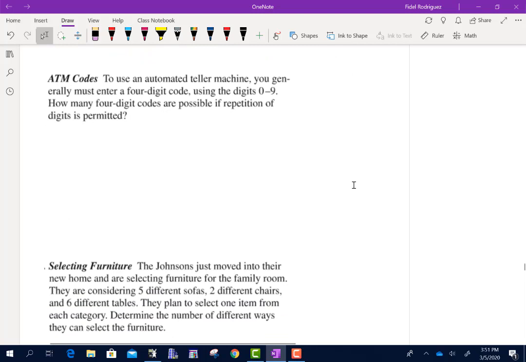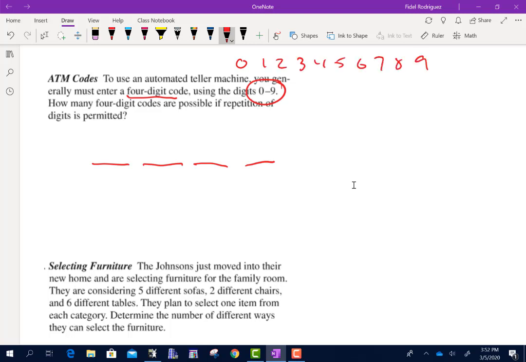All right, it says ATM codes. To use an automatic teller machine, you generally must enter a 4-digit code using the digits 0 through 9. How many 4-digit codes are possible if repetition is permitted? So 1, 2, 3, 4. Remember the digits 0 through 9, 1, 2, 3, 4, 5, 6, 7, 8, 9. There are a total of 10 of them.